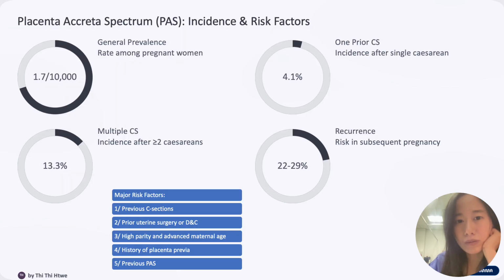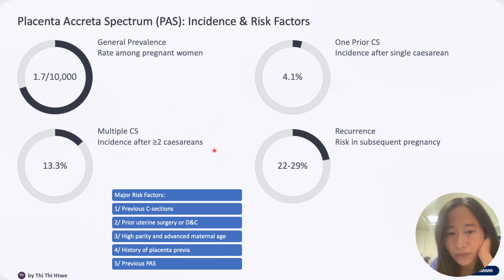So, just how common is placenta accreta spectrum? It's quite rare in the general population, 1.7 in 10,000, so it's like 0.017%. It's quite rare if you have no risk factor. So what are the major risk factors? Here we see previous cesarean section. That's the most common risk. It increases drastically. If one prior cesarean section, the risk is about 4.1%, and if 2 or more, it can increase to 13%, and even higher with more cesarean sections.